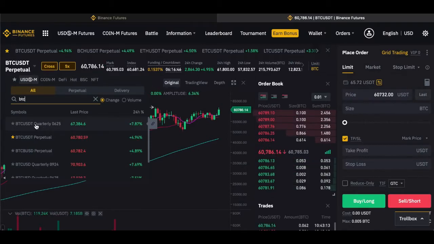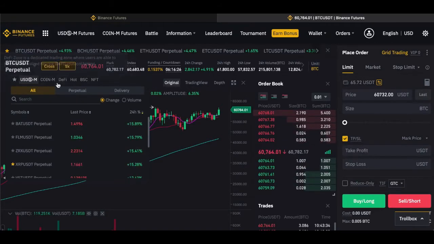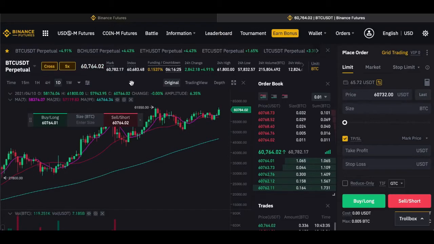Actually on Binance Futures, you can trade against US dollar tether. And then you can trade against Binance US dollar or BUSD. It's going to be pretty much exactly the same because USDT and BUSD are both US dollar stable coins anyway, so they're going to be almost exactly the same price overall. Then one of the other main differences is this up here, cross and 5x, as you can see.